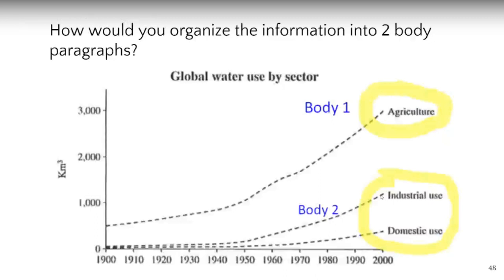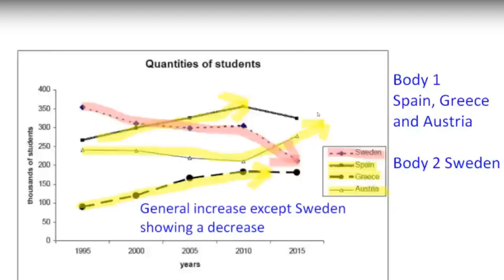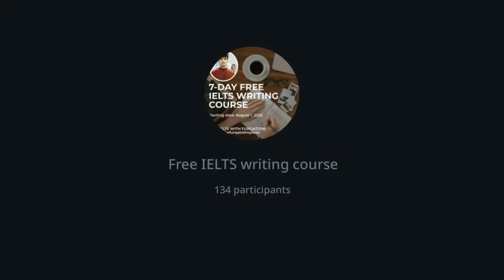Now, what about this one? Here's what you can do. In body 1, you can talk about Spain, Greece, and Austria, because as you can see, all of them show an increase. But in body 2, you talk about Sweden, because Sweden has a decrease. That's how you should organize body paragraphs.